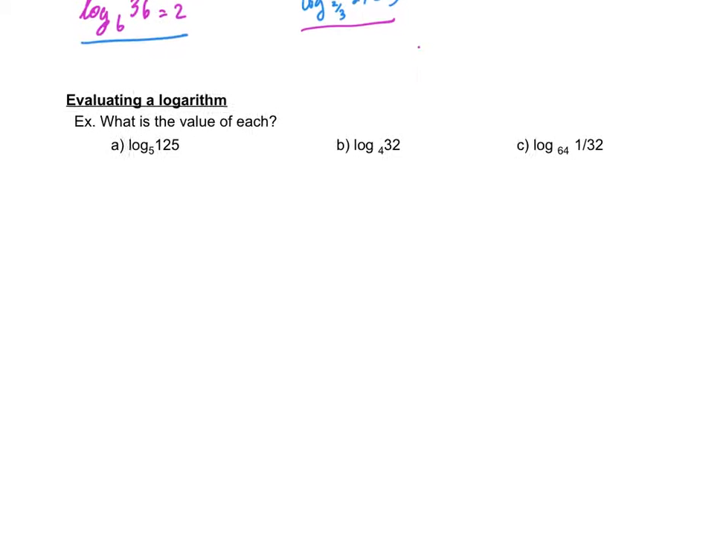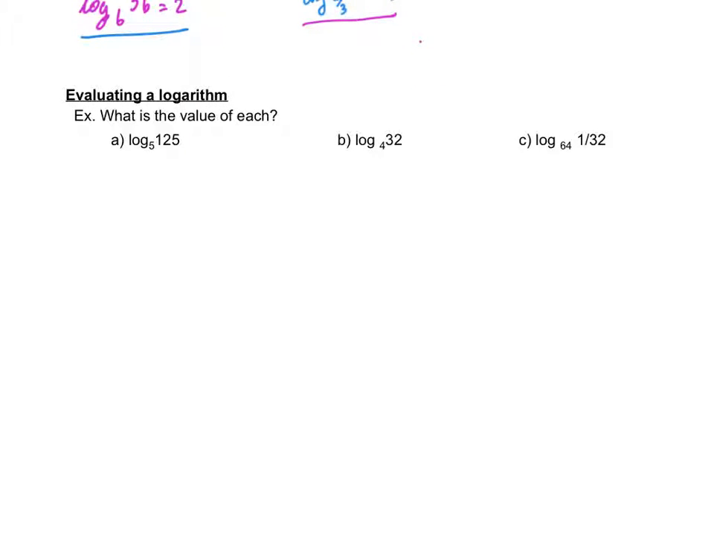And then if we want to evaluate this logarithm, we are looking for some value, right? We can call it y, we can call it x, some unknown. And what we can do here is rewrite this into exponential form. So b equals 5, x equals 125, and y, we don't know. So that is going to be 5 raised to some power equals 125.